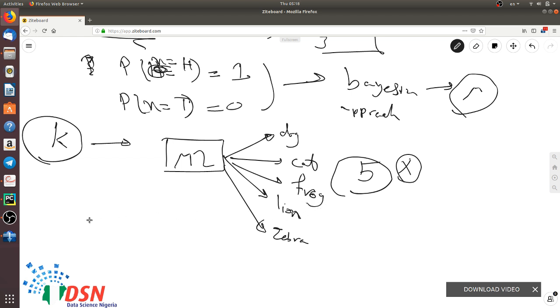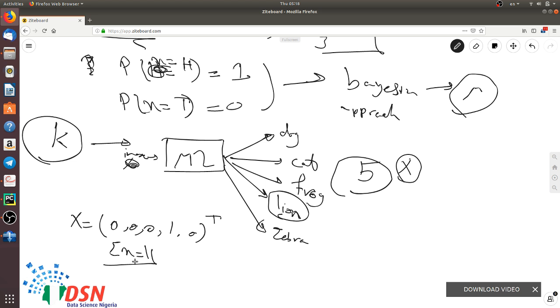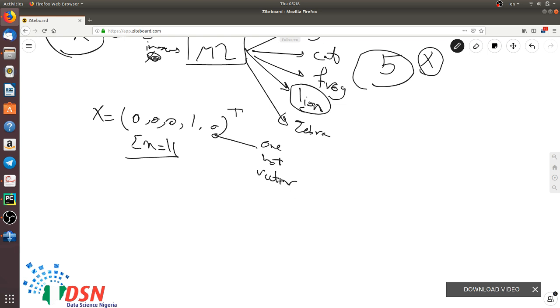So in this case, one way is to define your random variable as something like this. Let's say your input is actually a lion, so it is 0 0 0 1 0. As you can see, the sum of the elements is 1, and each of them shows the probability of that class. We call this notation a one hot vector, and when we want to do multi-class classification, we use the one hot vector of our classes.